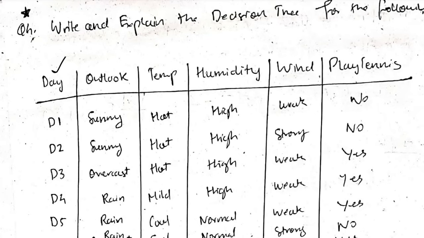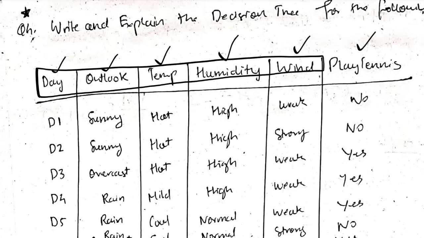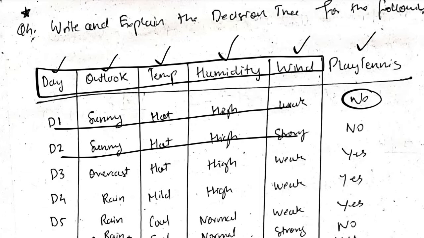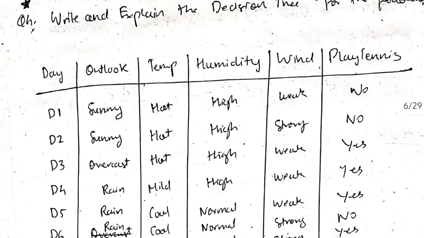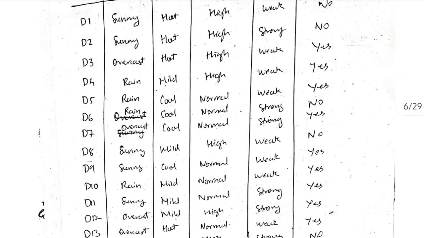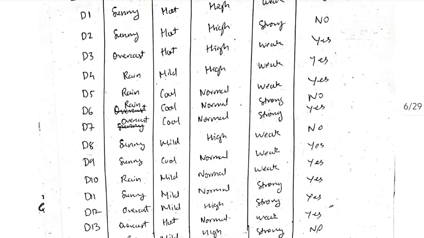Let's have a look at the attributes. What are the attributes? Day, outlook, temperature, humidity, wind, and play tennis. These are the attributes given to us, and if these attributes are there, will the person play tennis? No. If these attributes are there, will the person play tennis? Yes. Yes, yes, no. Like that, all 14 rows are given to us with different values, and the target function is given to us: whether the person will play tennis or not.